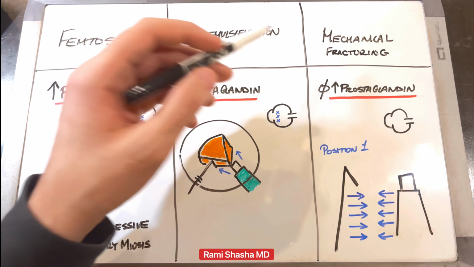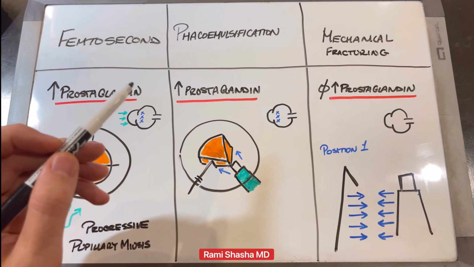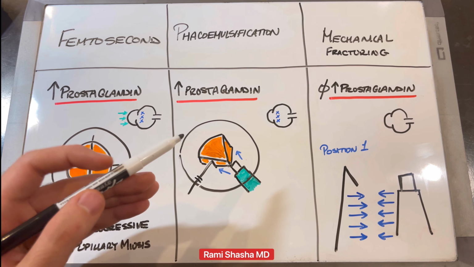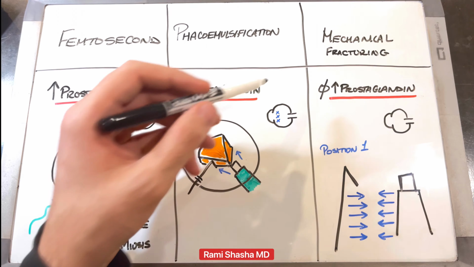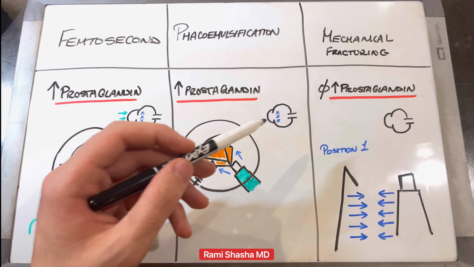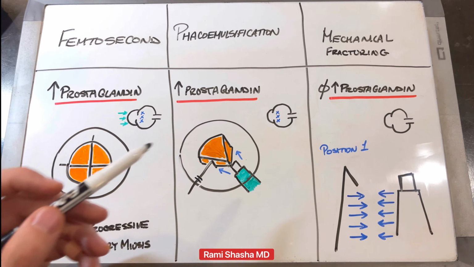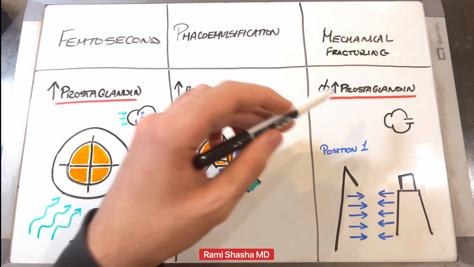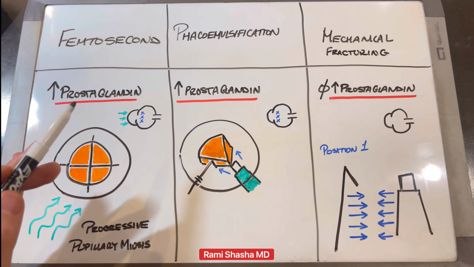Even if you only, say, use phacoemulsification for a significantly reduced amount of time and spend, let's say, 95% of the case with mechanical fracturing on position one, well, you'll at least have less prostaglandin release than you would in the other two traditional techniques.